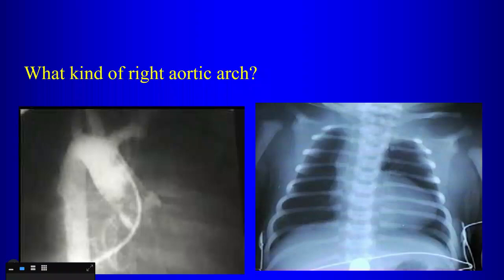So this is called a mirror image right aortic arch. Right? This is the mirror image of normal in terms of the branching of the vessels. So what is nicely illustrated on the chest radiograph? What is the significance of mirror image right aortic arch?